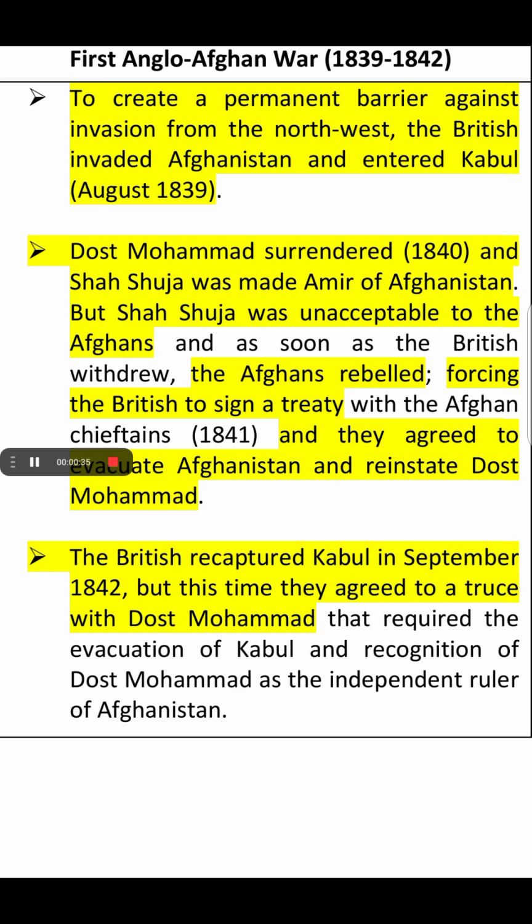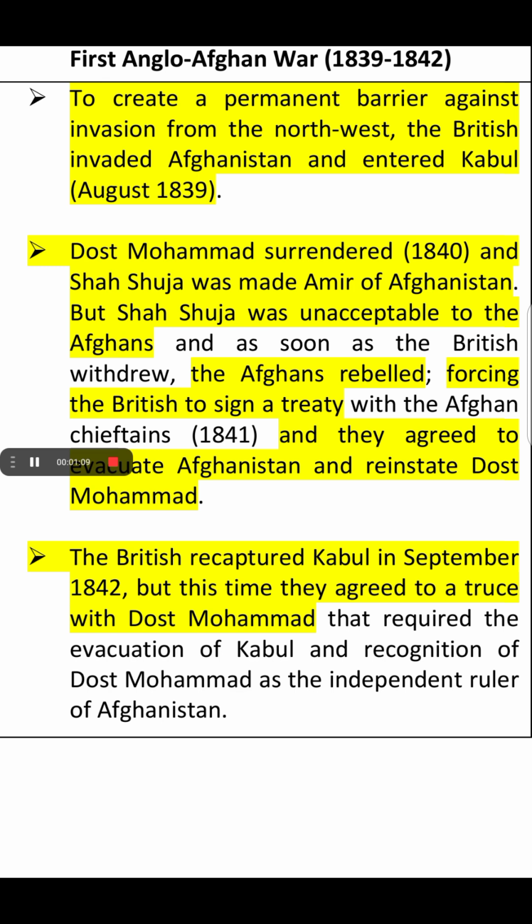Okay. And during those days, the Afghan ruler was Dost Muhammad Khan. So the British removed him and made Shah Shuja the king, because Shah Shuja was in friendly relations with the British. And the British army captured Kabul, which is the capital of Afghanistan, in 1839, but the Afghan people did not like Shah Shuja and started fighting back.